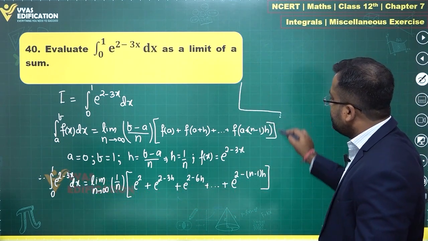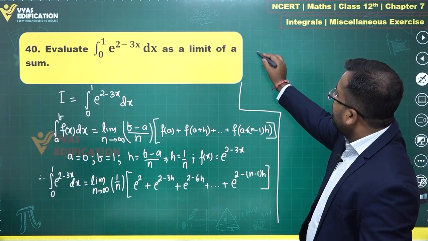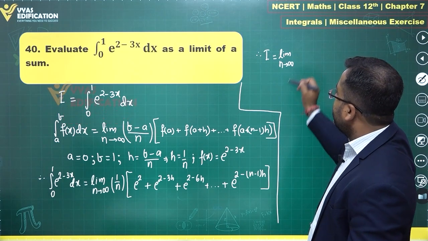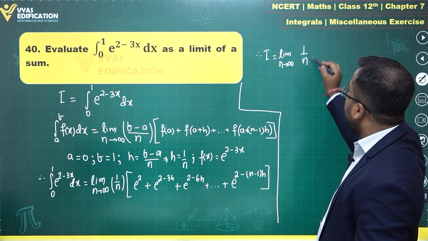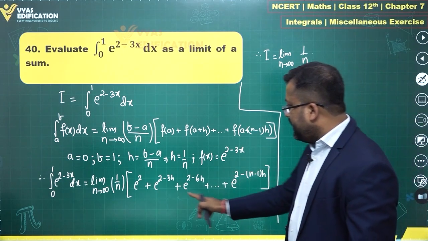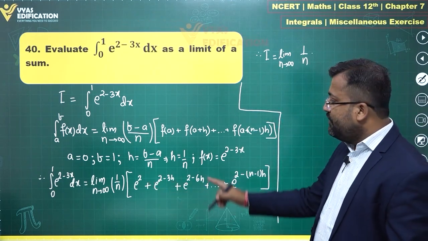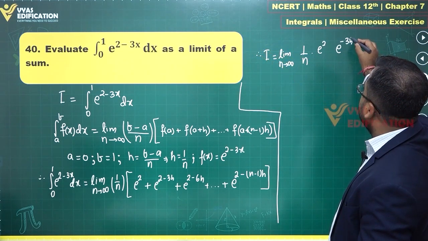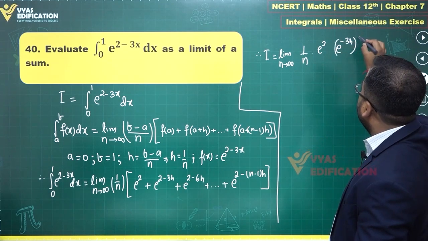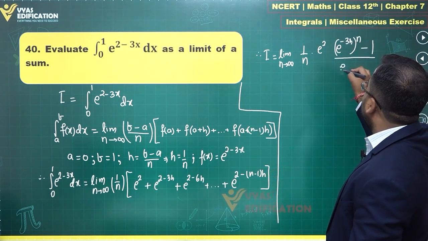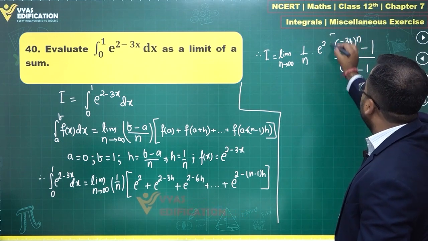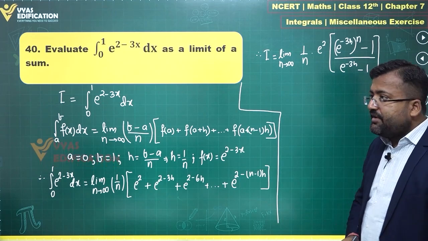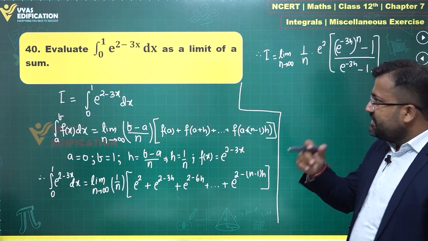The sum of a geometric progression is not difficult for us to find. Therefore, I is equal to limit n tends to infinity, 1 by n is okay. For this geometric progression having total n terms, from 0 to n minus 1, the first term is e square. The common ratio is e power minus 3h, so the sum is e square times (e power minus 3h raised to the power number of terms, minus 1) upon (common ratio minus 1). This into this is the sum of that, and after this we'll put the limits, right?